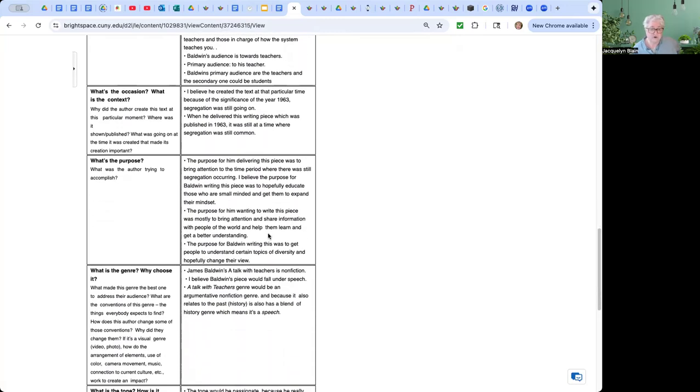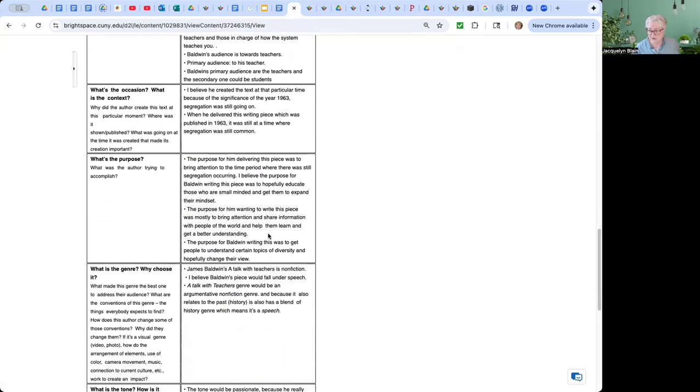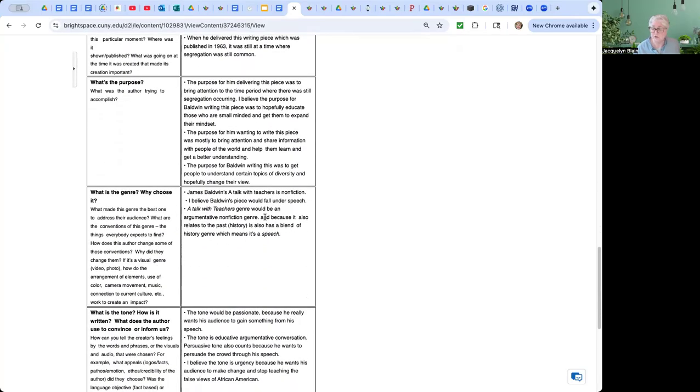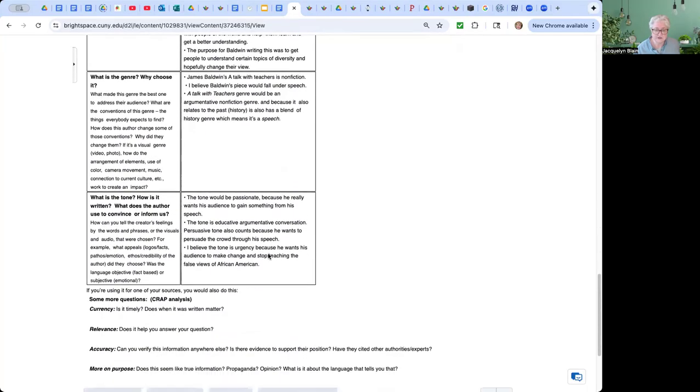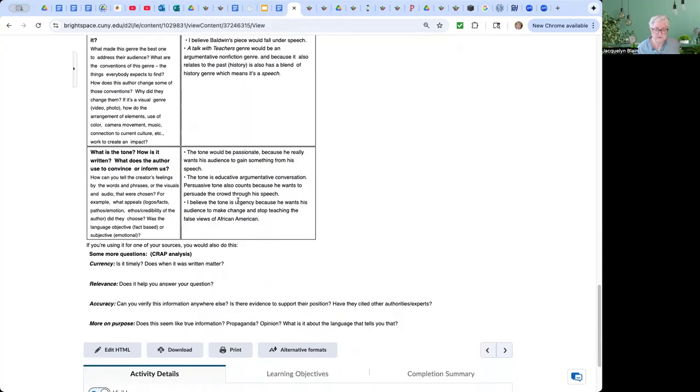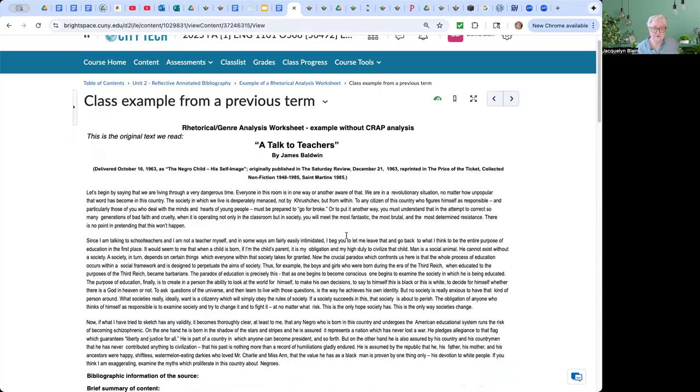He had a real specific purpose: to bring attention and awareness to civil rights issues. The genre is a speech. It's nonfiction. The tone is very passionate, and somebody said it was argumentative. Somebody said it was urgent. All of that is true. Okay, and since we weren't doing a research question, we didn't go through and answer these, but we would have, and they should have. Okay, so there's an example for you to look at.